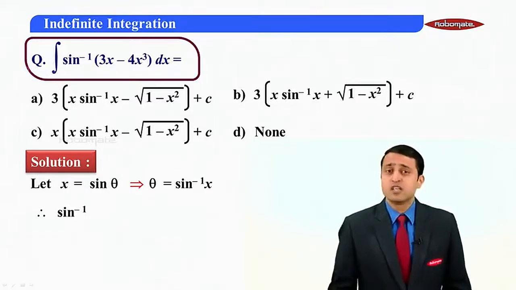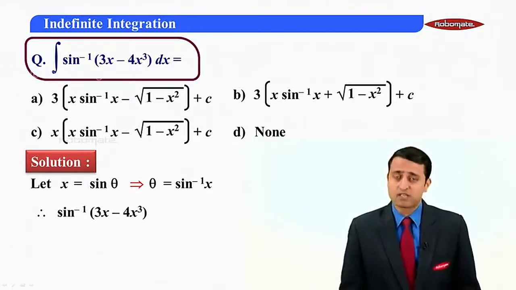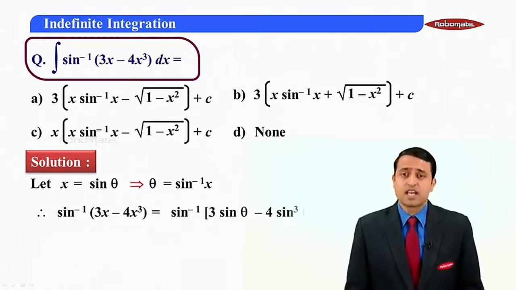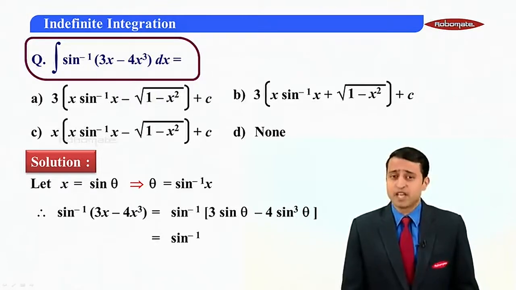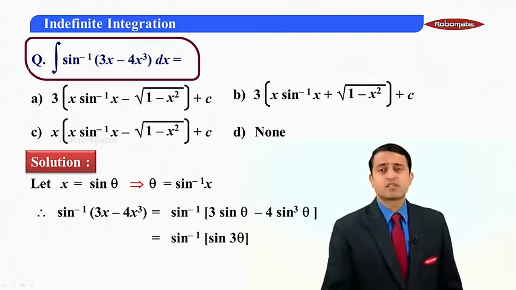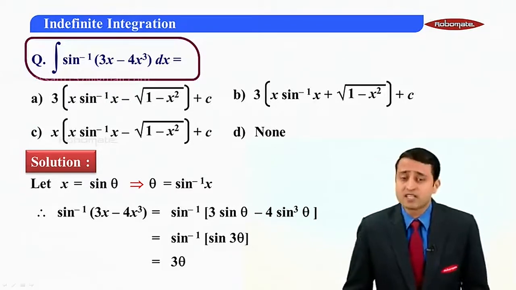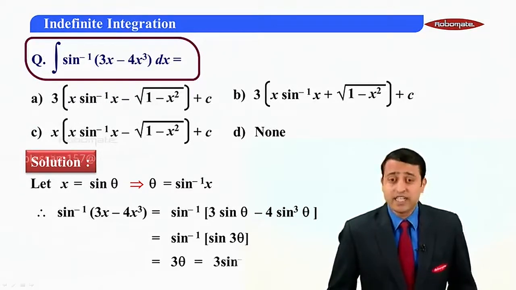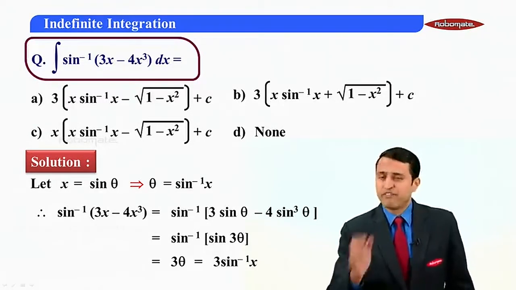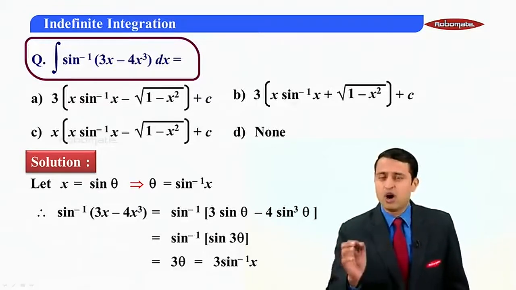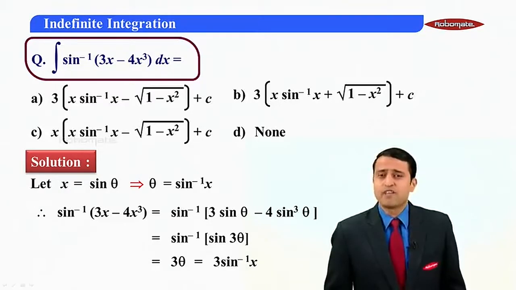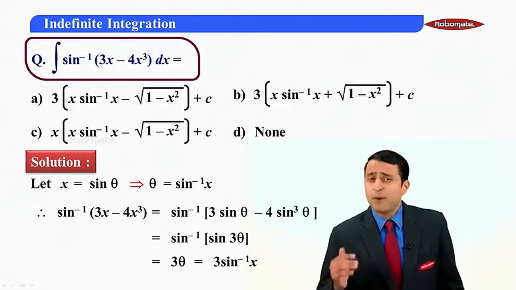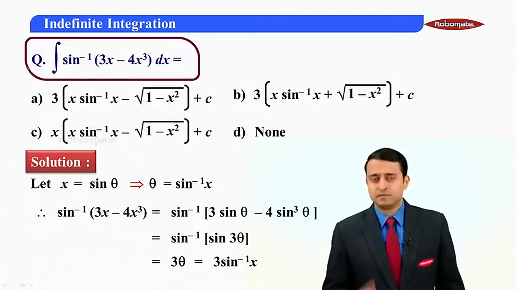Now sine inverse of 3x minus 4x cube will look like what? It will become sine inverse of 3 sine theta minus 4 sine cube theta, which is nothing but sine inverse of sine 3 theta. Now sine inverse of sine 3 theta will become nothing but 3 theta. That is 3 times sine inverse x. So the function inside the integral on simplification gives me 3 times sine inverse x. You can very well understand option A and B possibly can be the answer.